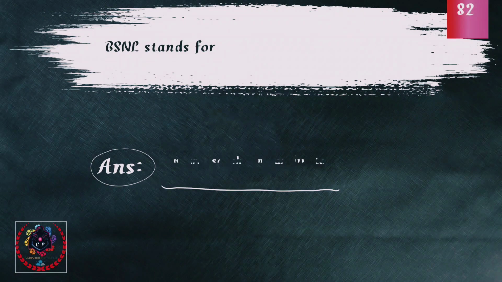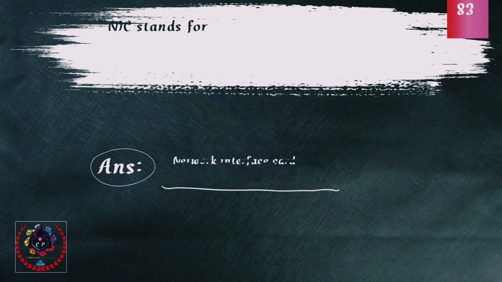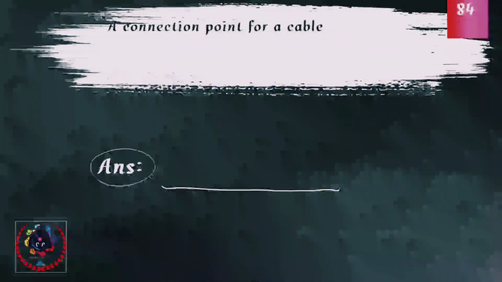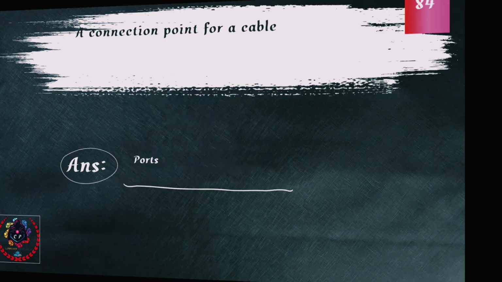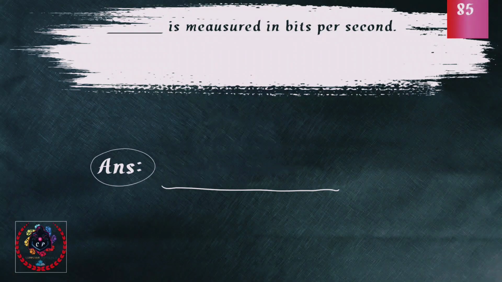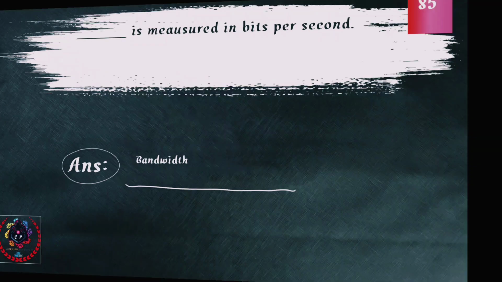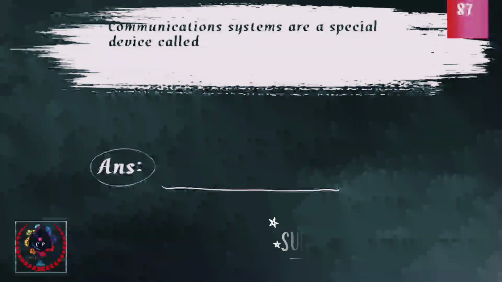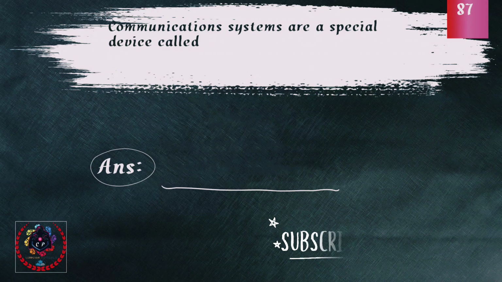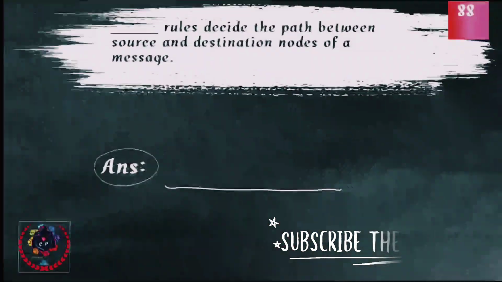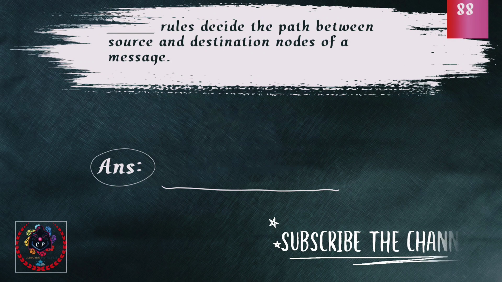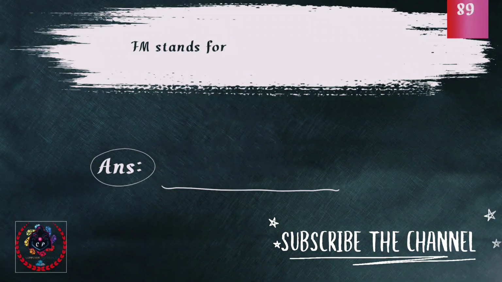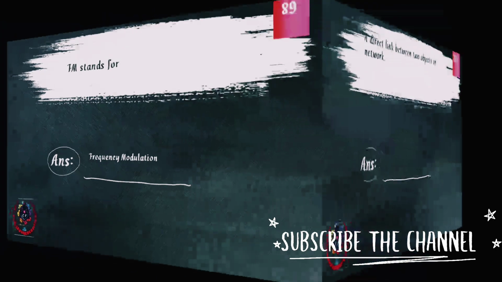Microwave. BSNL stands for Bharat Sanchar Nigam Limited. NIC stands for Network Interface Card. A connection point for a cable. Ports. Is measured in bits per second. Bandwidth. PM stands for phase modulation. Communication systems use a special device called modem. Rules decide the path between source and destination nodes of a message. Data routing. FM stands for frequency modulation.